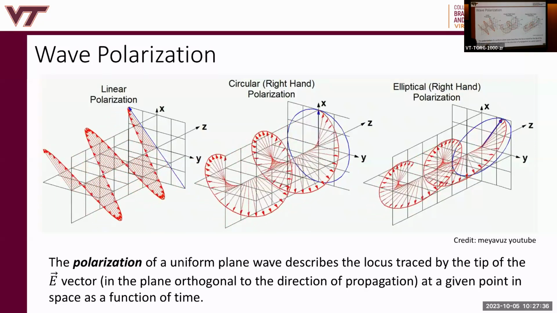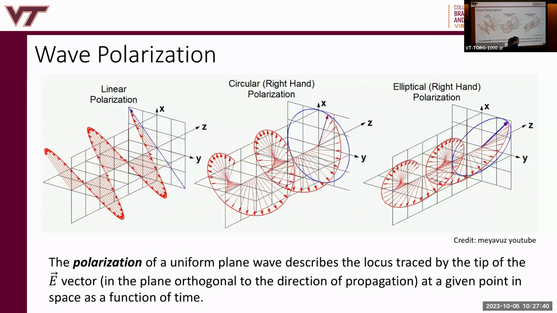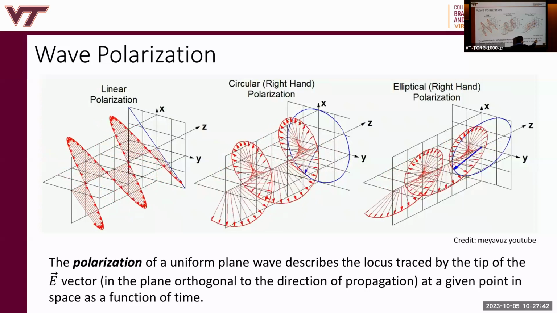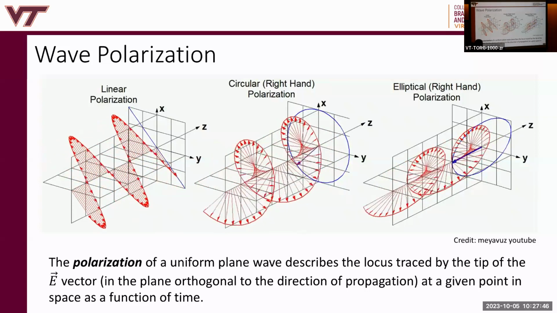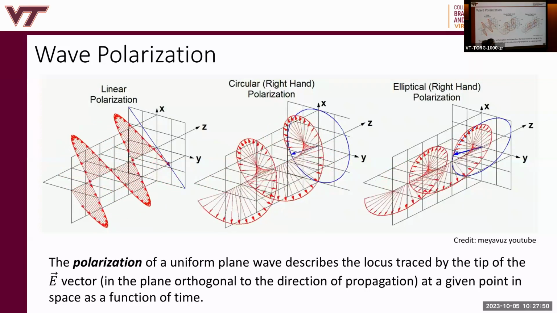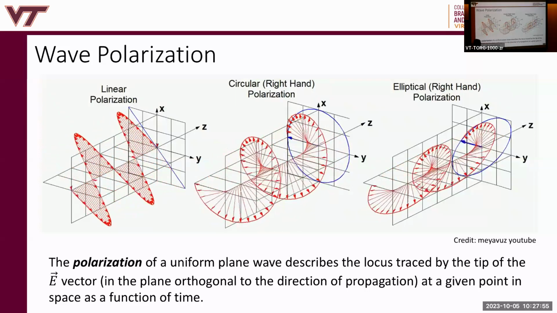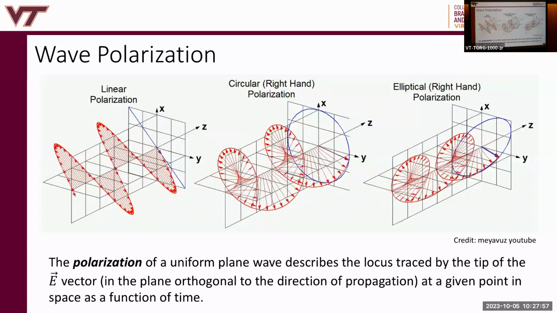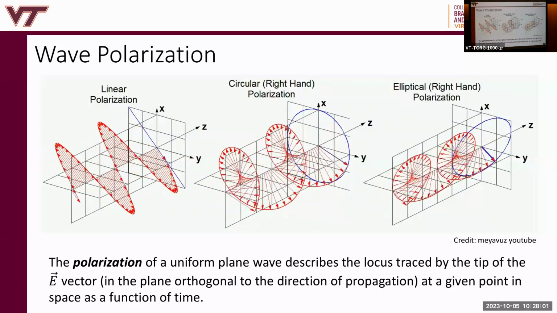The polarization of a uniform plane wave describes the locus, sort of the path, traced by the tip of the E field vector. So it's the E field vector that defines a polarization, and it's in the plane orthogonal to the direction of propagation at a given point in space as a function of time. That's everything. That's the definition. If we can understand this sentence, then we'll be good. So let's look at this.